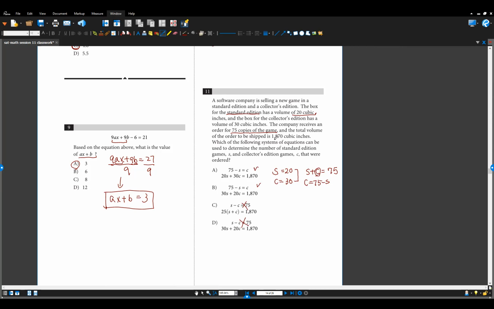All right, over here. The total volume shipped is 1,800. So the number of standard editions is S, so 20 times S. And the collection edition is 30 times the number C, which equals the total. So choice A is the answer, okay? This one they switched, okay?